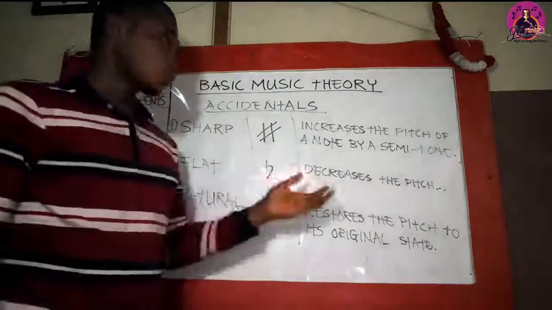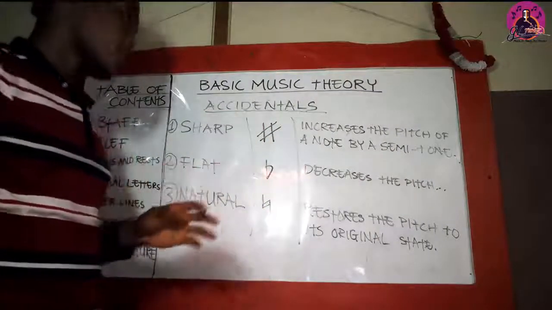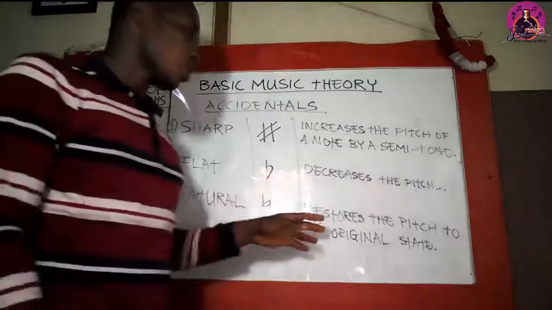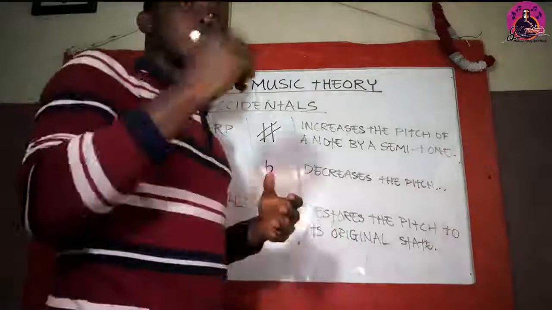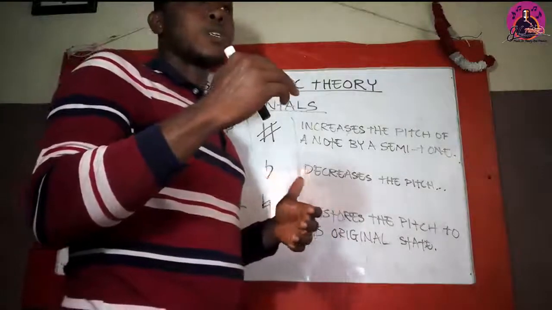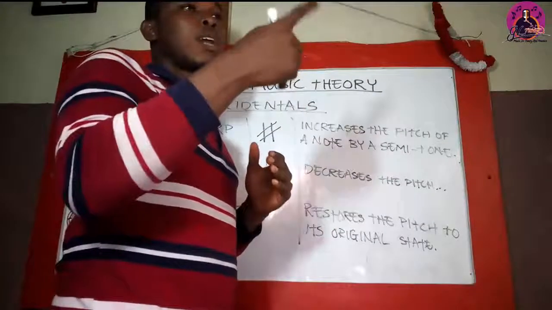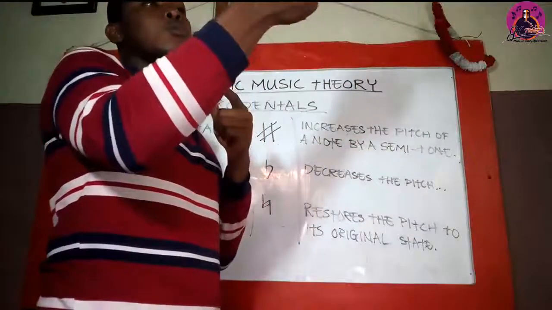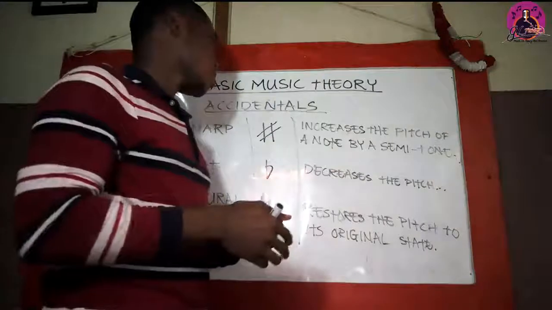The flat does the opposite of the sharp, decreases the pitch of a note by a semitone. Then the natural sign restores the pitch of the note to its original state. If it was la and you added a sharp to make it la, when you now add a natural sign to that sharpened note, it comes back to la. You understand? So that's that about accidentals.